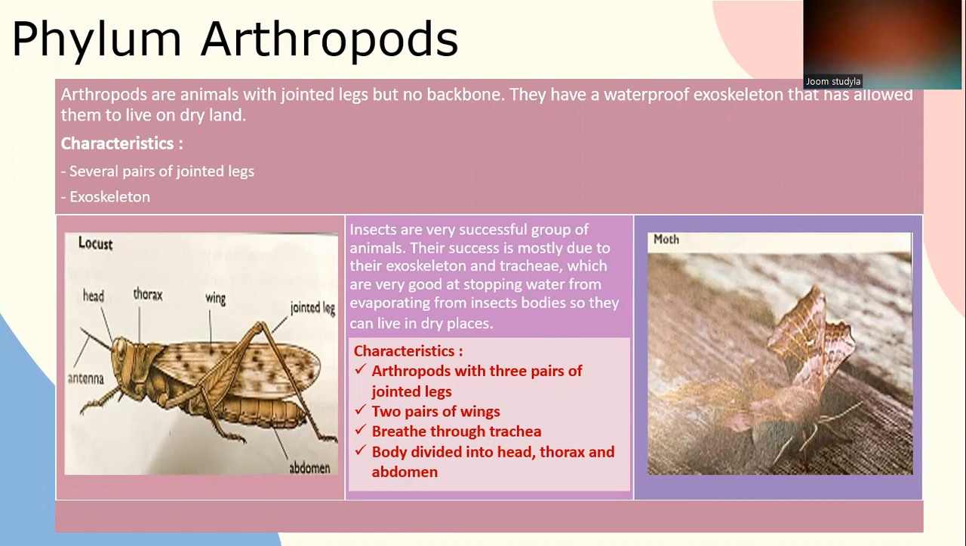The characteristics: arthropod with 3 pairs of jointed legs, also 2 pairs of wings, breathe through trachea, body divided into head, thorax, and abdomen. You can see the locust's head, thorax, and abdomen. Okay, so this is a wing of the locust, this is a jointed leg, and this is an antenna.